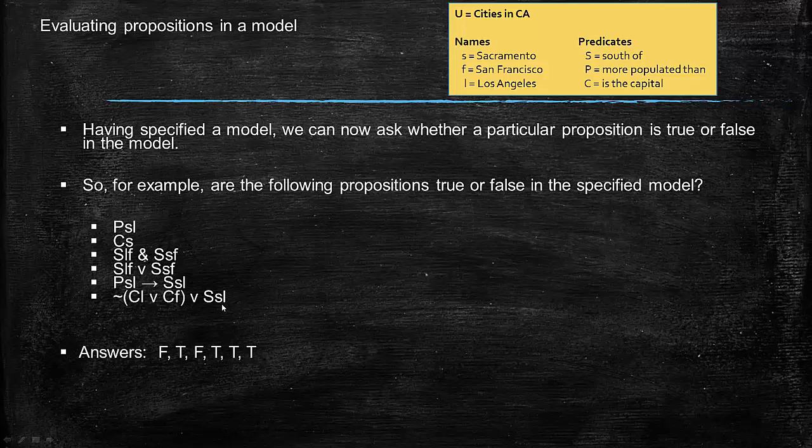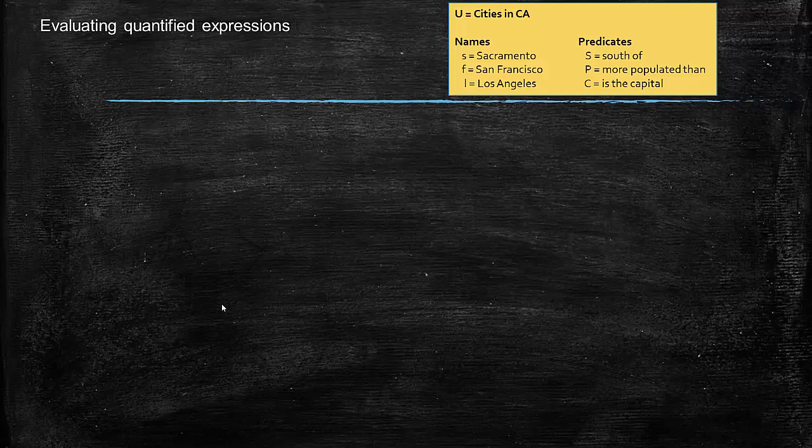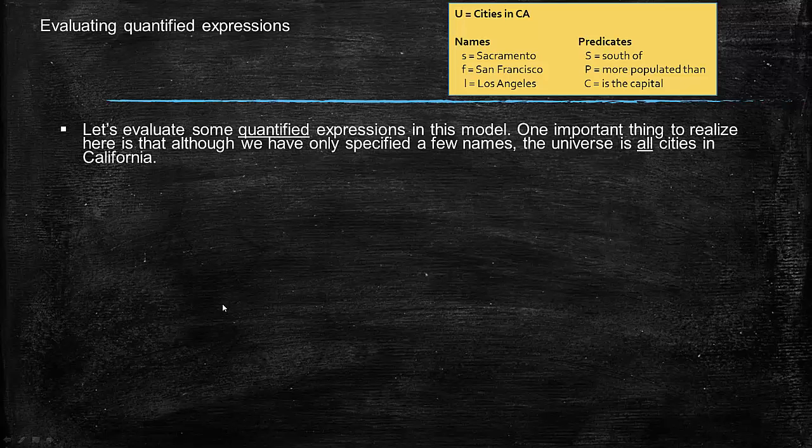Okay? So you'll notice, of course, that these are predicate logic expressions that don't contain any quantifiers. So let's go ahead and ratchet it up a little bit and put in some quantifiers now. There exists an x, C of x. There is something that is the capital. Well, yes, indeed, that would be Sacramento. So true. Everything is the capital. False.